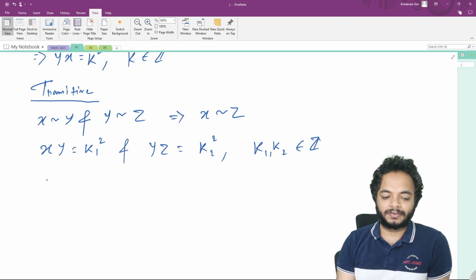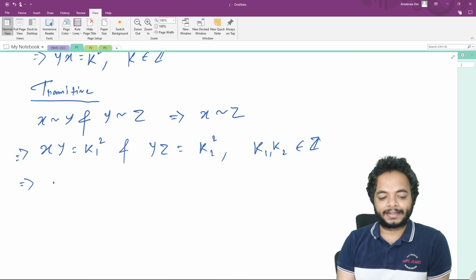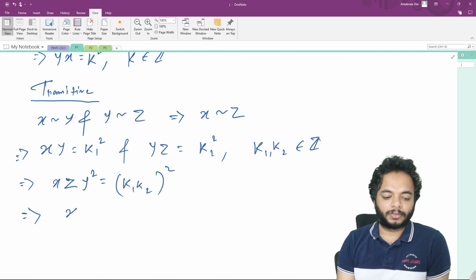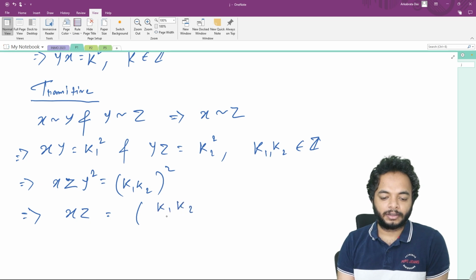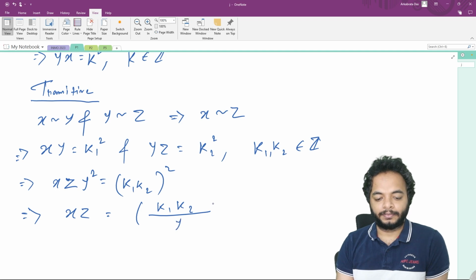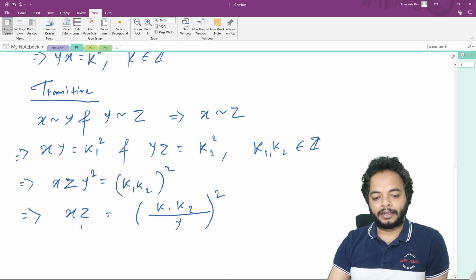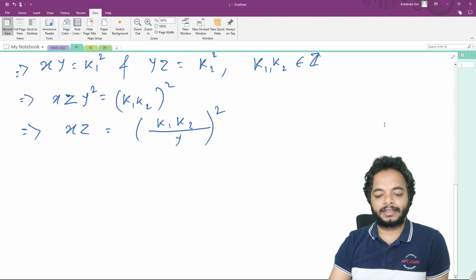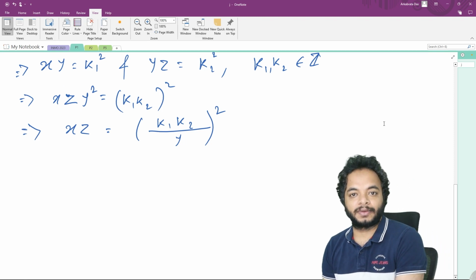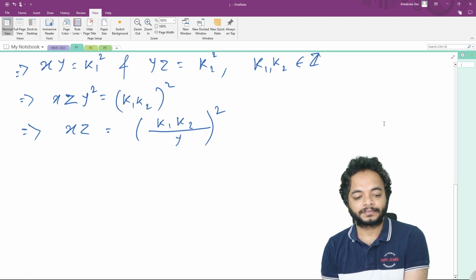So let's multiply both of these. It implies that x z y squared is k1 k2 whole squared. Let's boil it down to xz, which comes out to be k1 k2 divided by y, whole squared. Now the question arises: is it a perfect square? Is it the square of an integer?